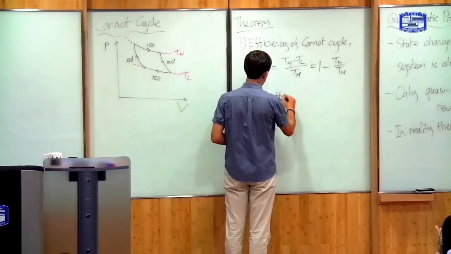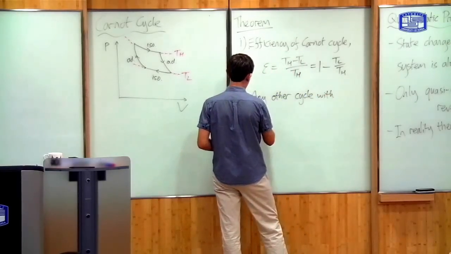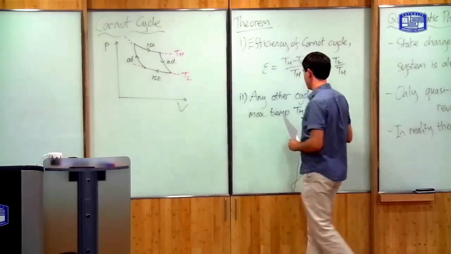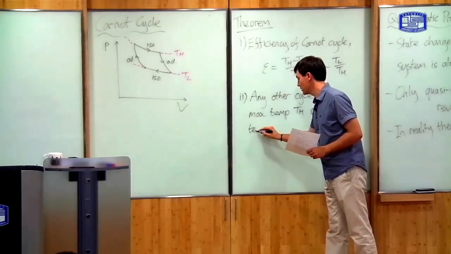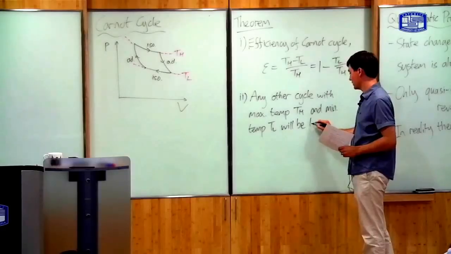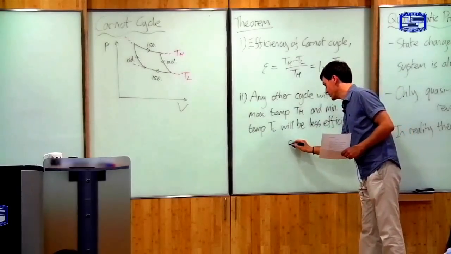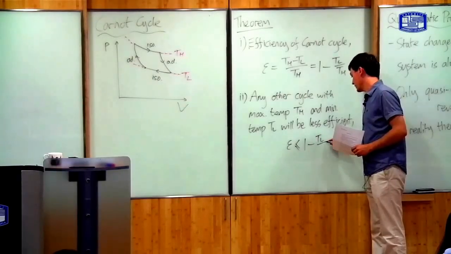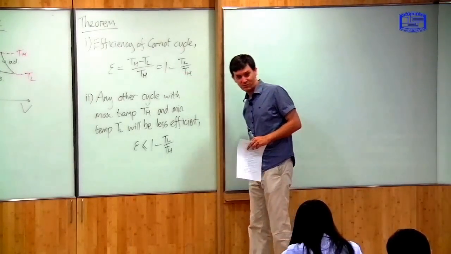So any other cycle with maximum temperature TH and minimum temperature TL will be less efficient. So in other words, the efficiency of any other cycle will always be less than the efficiency of the Carnot cycle. As I said, we'll prove this theorem using the concept of entropy.